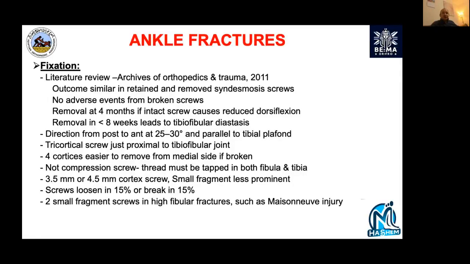If you're planning to remove it at some point, you will need to remove it from medial and lateral. Remember, this is a positional screw, it's not a compression screw. So it has to be a fully threaded cortical screw. You can use either 3.5 or 4.5, but remember, it's not a lag screw. Otherwise, you will over tighten the syndesmosis, and this will end in poor results. Remember that the screw will loosen in 15% and will break in another 15%.